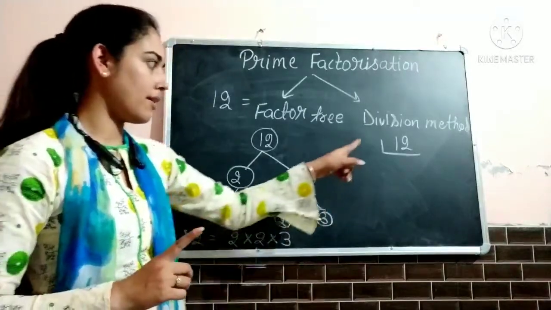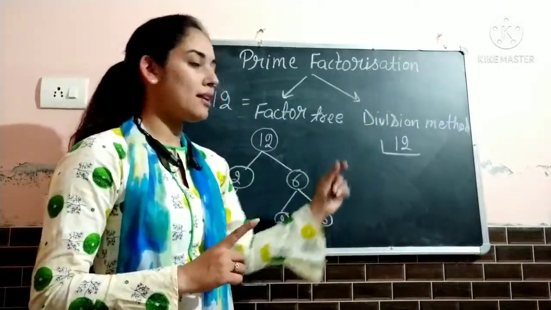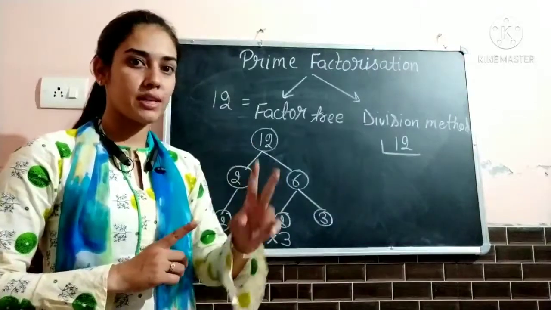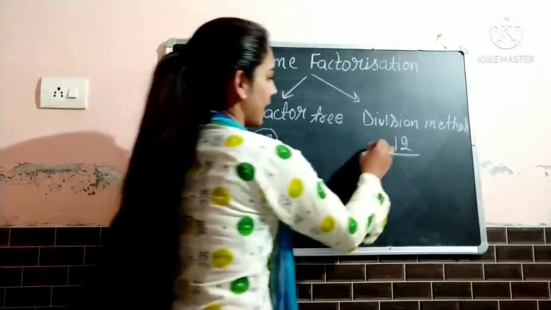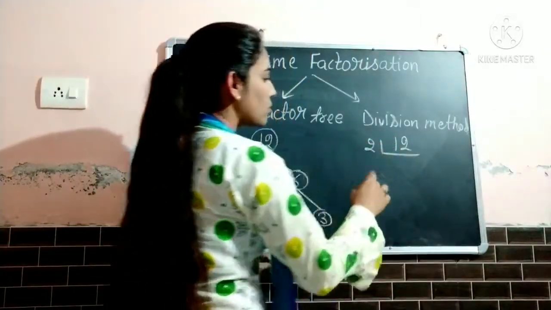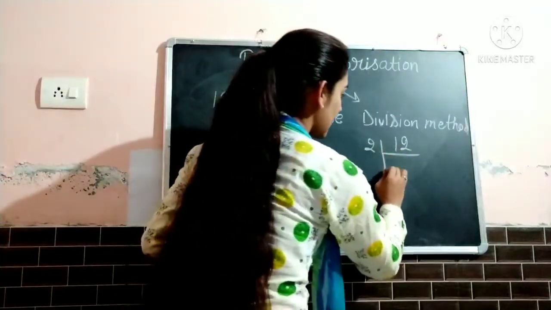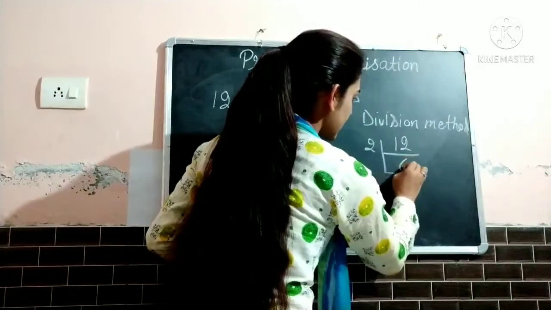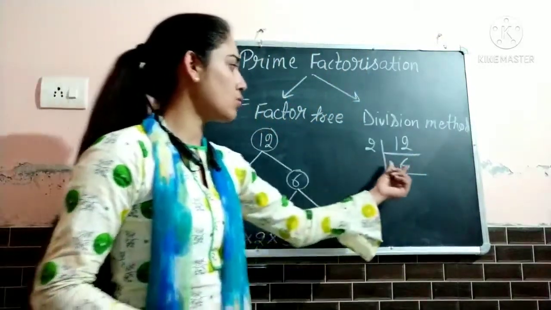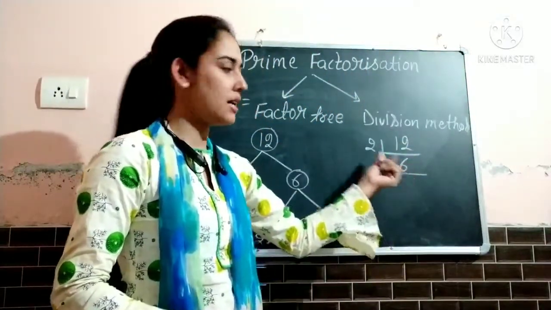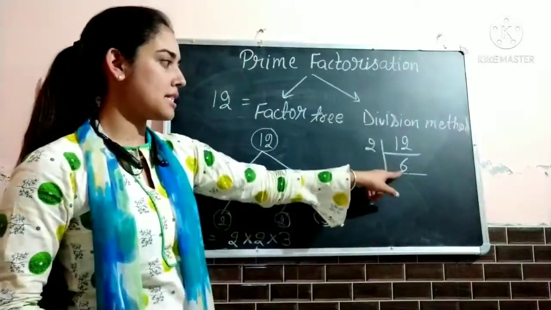So don't divide 12 by 1. Divide 12 by prime numbers only. So 2 is a prime number. So divide 12 by 2. So 2 sixes are 12. So write down 6 here. 6 is a quotient. So write down the quotient under 12, and the divisor here.